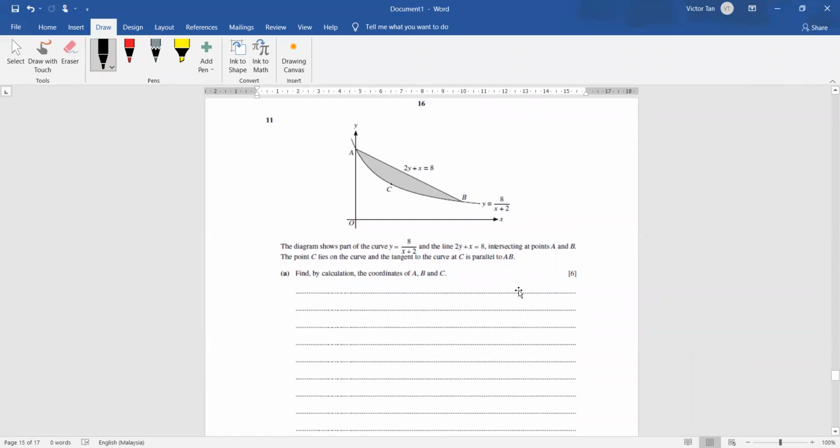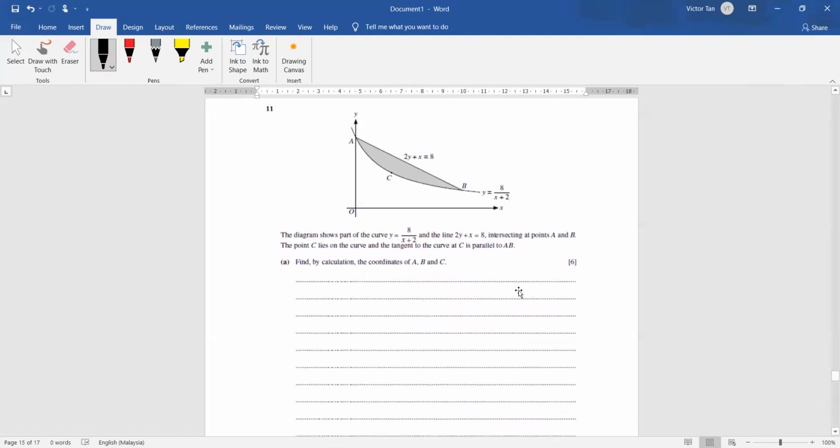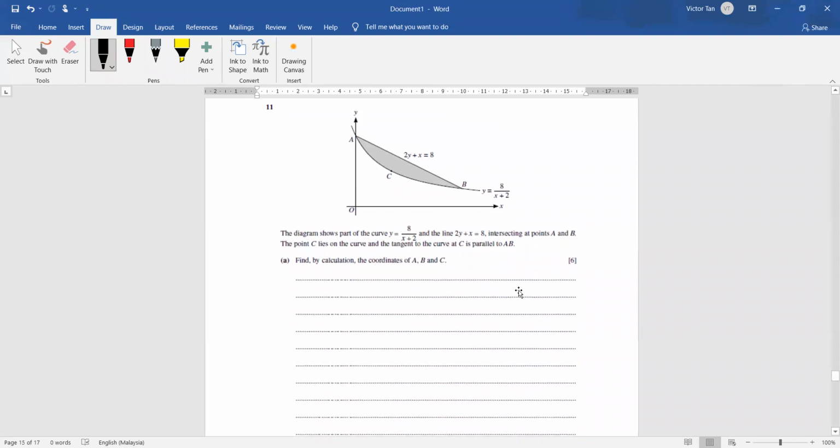Okay, question 11. The diagram shows part of the curve y equals 8 over (x plus 2) and the line 2y plus x equals 8, intersecting at points A and B. The point C is on the curve, and the tangent to the curve at C is parallel to AB. Now this equation is y equals minus half x plus 4, so the gradient of the line AB is minus half.